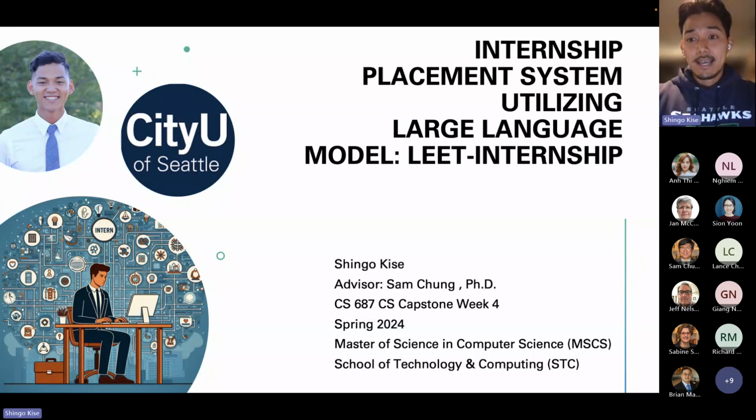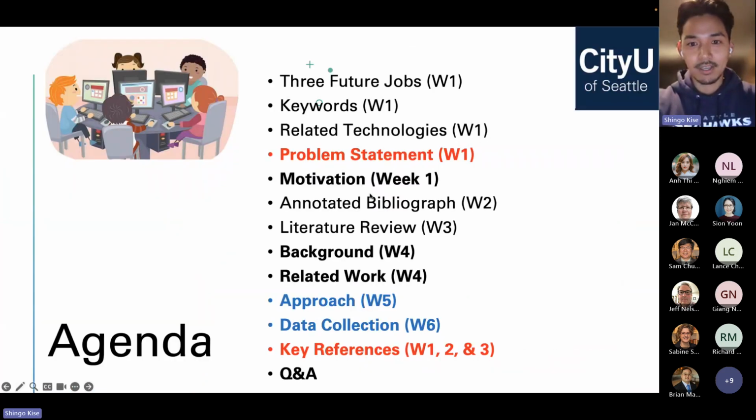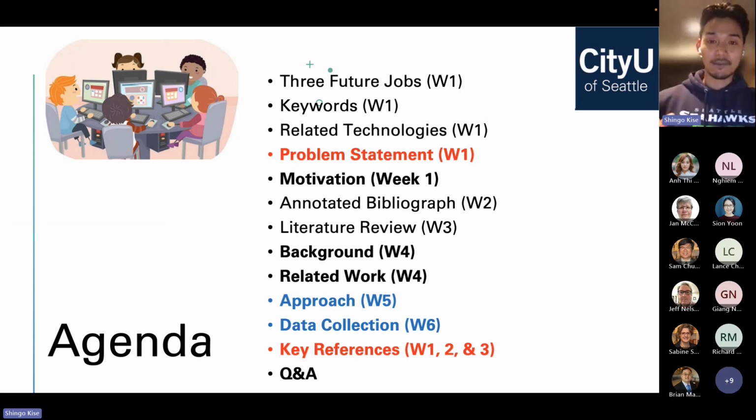So this is my internship project. We call it internship placement system utilizing large language model. We might call it lead internship. Okay. So this is my agenda. This is week 4, and these are what we've done so far, so you would have a better idea of what you could expect.